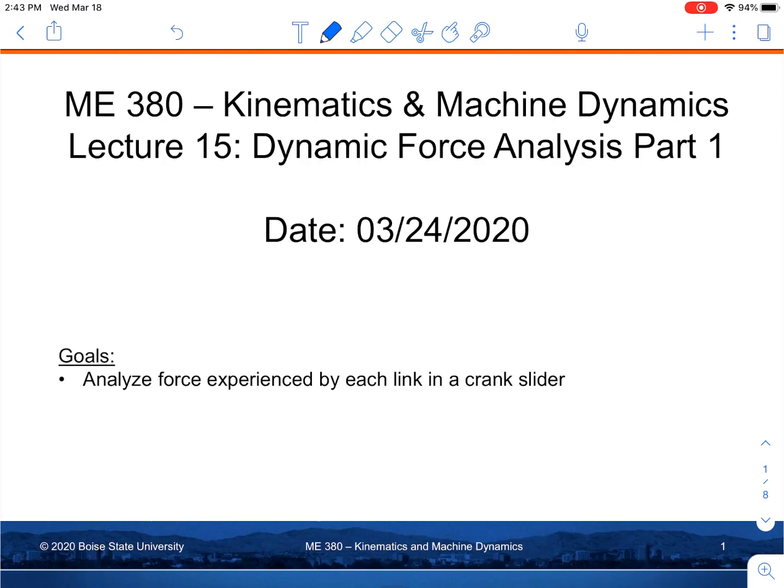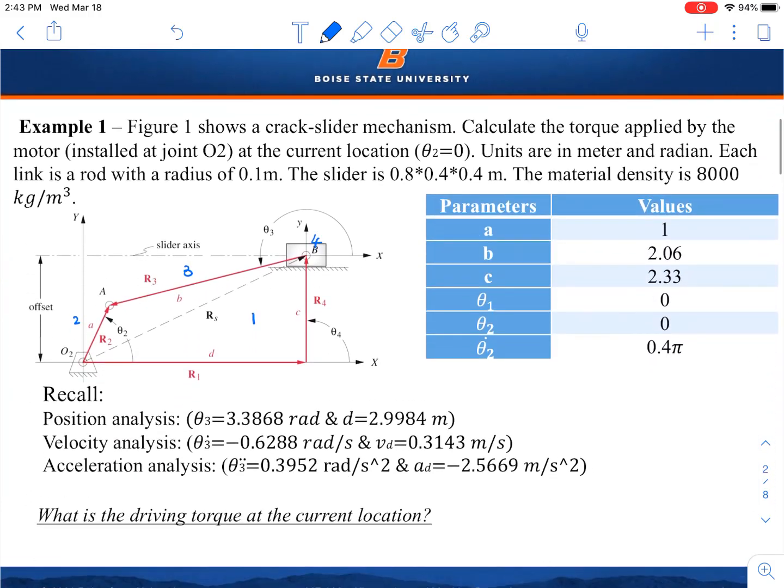Hello everyone, and today we're going to go over the example in lecture 15. In lecture 14 we learned how to derive equations of motion for a single link, or a single rigid body, using Newton's second law and Euler's second law. In this lecture we're going to see a complete 4-bar linkage. We name the ground as number 1, input as number 2, coupler as number 3, and the slider is number 4. So there are 4 links in it.